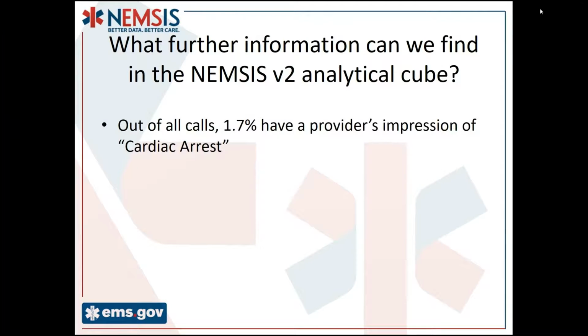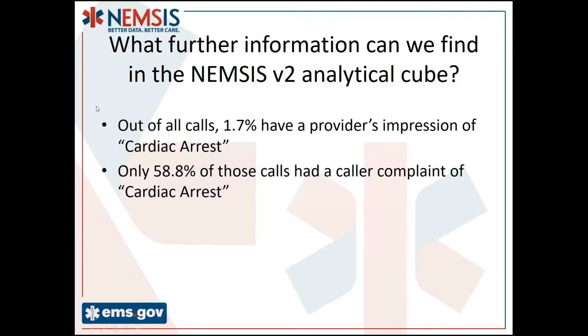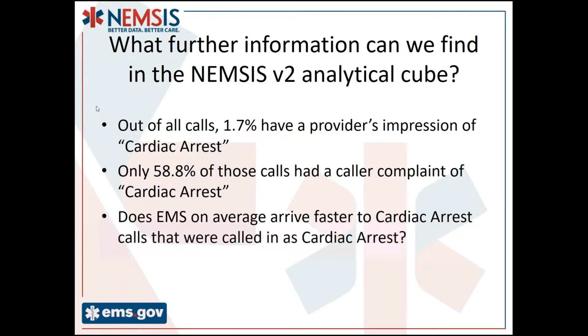So here's a description in words of what I wanted to query. 1.7% of calls have an impression of cardiac arrest, and only 58% of those calls had a caller complaint of cardiac arrest. So I want to know if EMS on average is arriving faster to cardiac arrests that were called in as cardiac arrests.